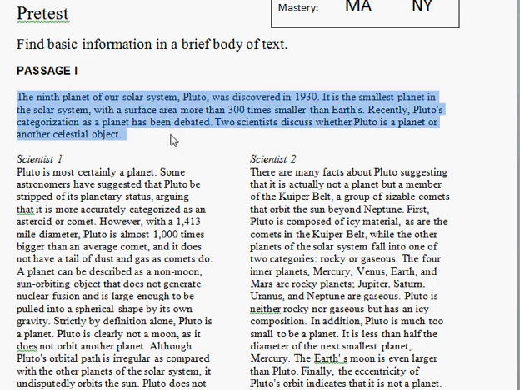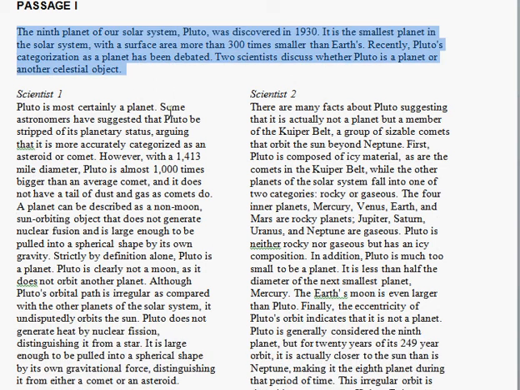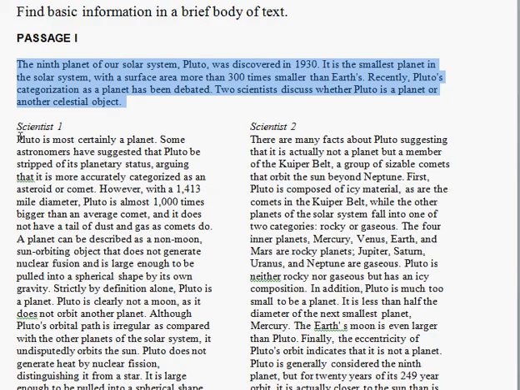We can see that we've got some text at the top. It looks like it's over multiple pieces below. And then we have two sections, one titled Scientist 1 and one titled Scientist 2.